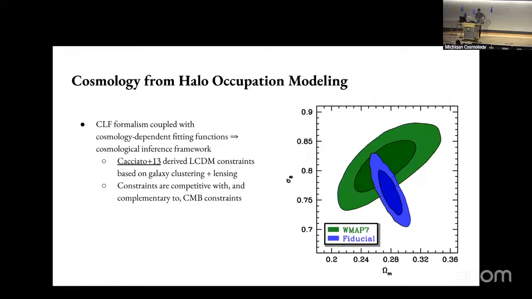An important feature of these constraints is not just that they're reasonably tight, but also that they are quite complementary to the constraints that you get from the CMB. So the degeneracy directions are completely different. So you're getting a qualitatively different handle on cosmology by going after large scale structure in the nonlinear regime, in this case using the CLF.